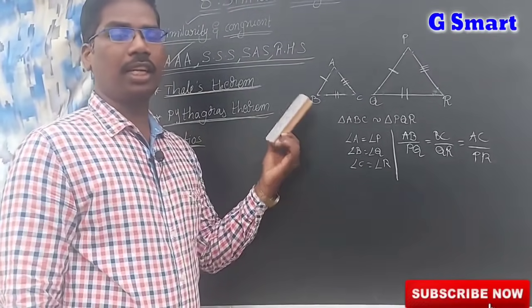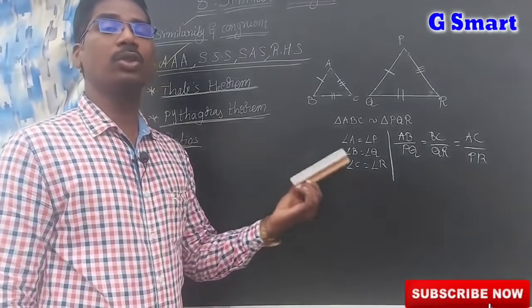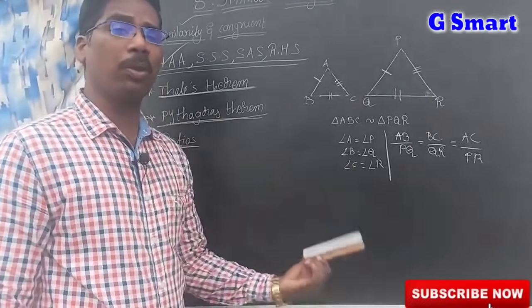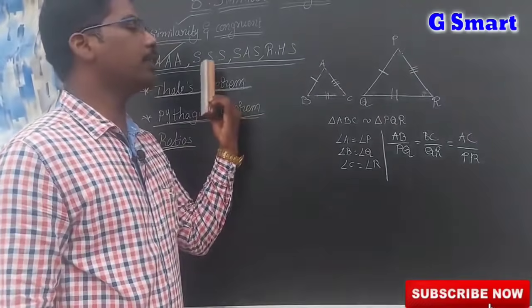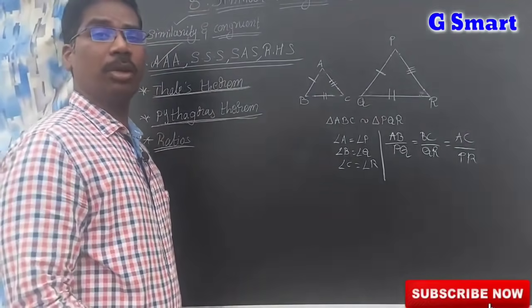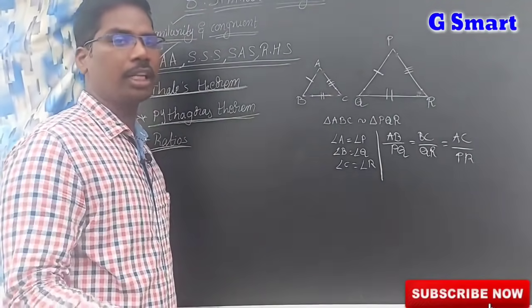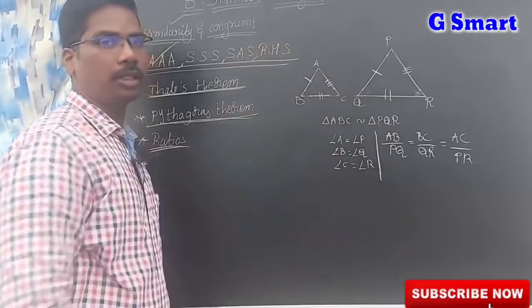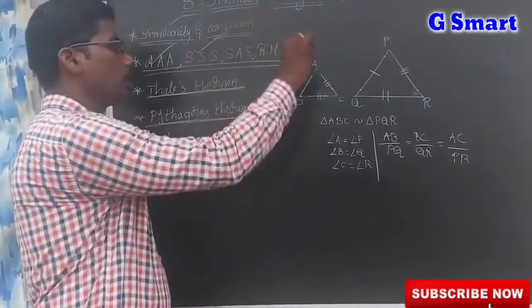So in two triangles, if the corresponding sides are in the same ratio, then the two triangles are said to be similar to each other. This property is called SSS axiom. If two triangles are similar, we know very well corresponding angles are equal and corresponding sides are in proportion. So this is also completed.